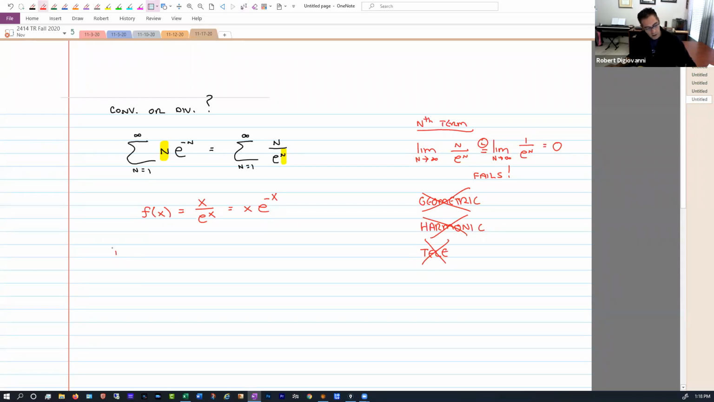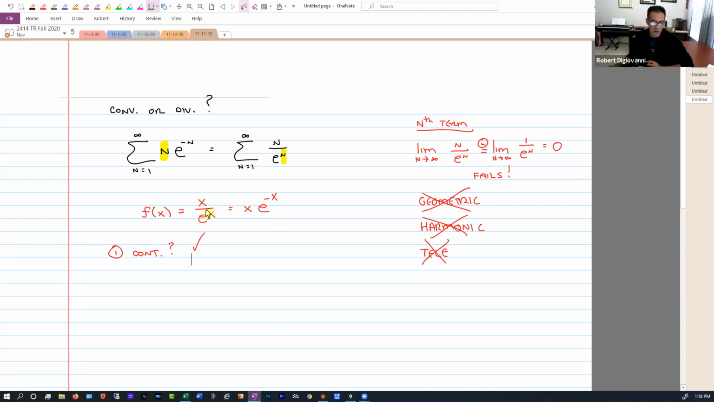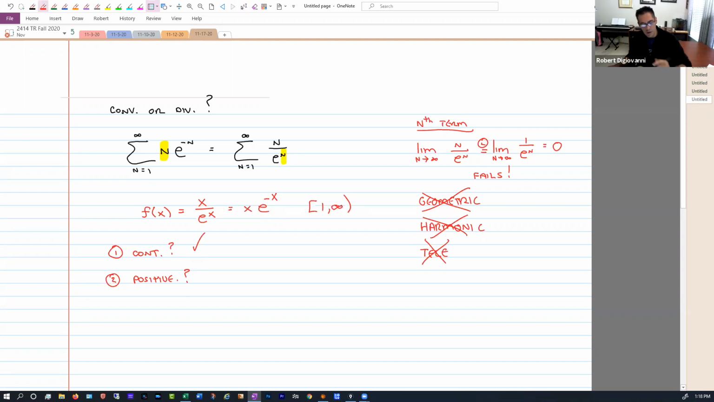So first of all, is it continuous? Yes, it is, because this is defined for every x. You'll never get division by 0. Is it positive? Well, remember, we're only looking at the interval 1 to infinity. So if I plug in a positive number on top and plug in a positive number here, this is all going to be positive. So that's yes.